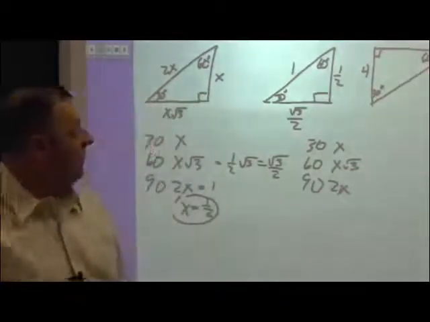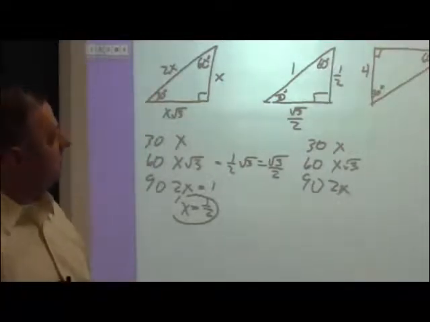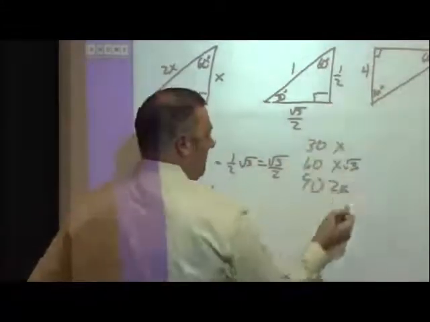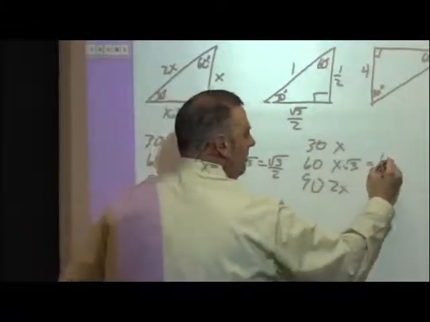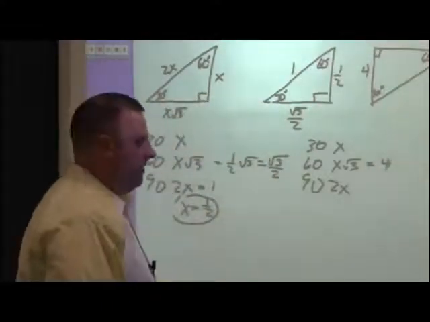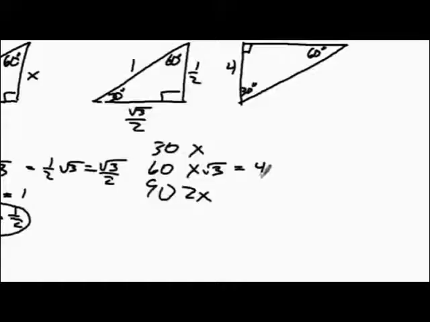Now you have to ask yourself, well, what side did they give you? Opposite what angle? That's what's crucial, how you start this. Well, you got the side opposite the 60. So that's 4. So you're going to set this x radical 3 equal to 4. And then you got to solve for x. So you're going to have to divide both sides by radical 3. So you're going to get x equals 4 over square root of 3. And if you remember from the radical section, we can't have a radical on the bottom. So we're going to have to multiply top and bottom by radical 3.